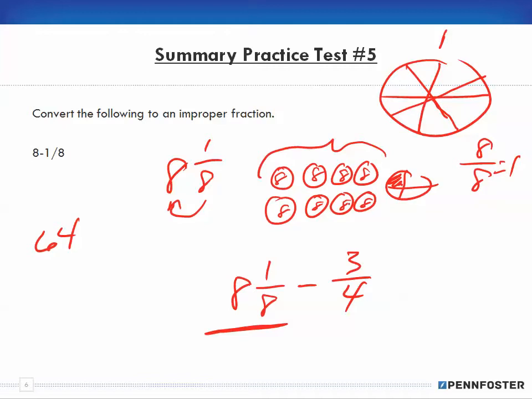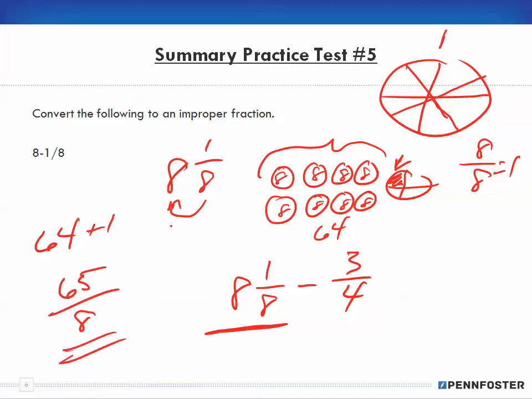If we add these all up, we'll find out that we end up with 64. That's the reason behind multiplication and division, because it makes addition and subtraction a little bit easier. So I take 8 times 8 and I get 64, but I have this remaining 1/8 over here, so I add the 1 and I get 65 over 8. That's the conversion from 8 1/8 into 65 eighths.